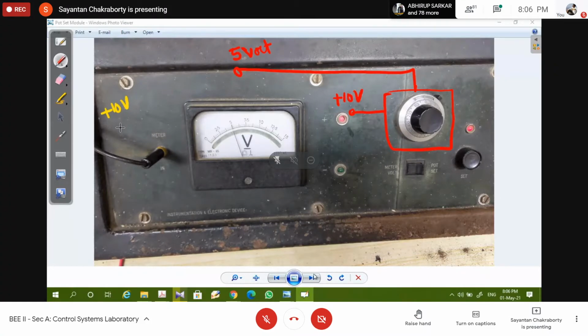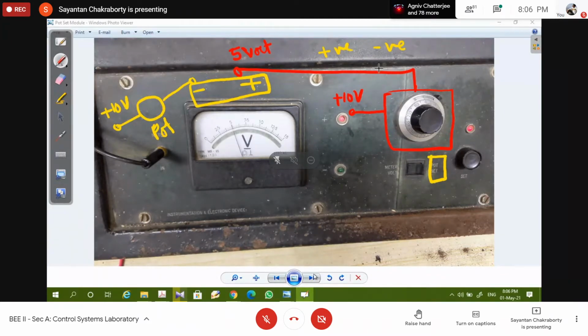I have connected plus 10-volt to the variable pot and connected the output brought over here. So when the meter is in pot set condition, the meter will show you this differential voltage. So this differential voltage may be positive or negative. To indicate that, there are two lamps.